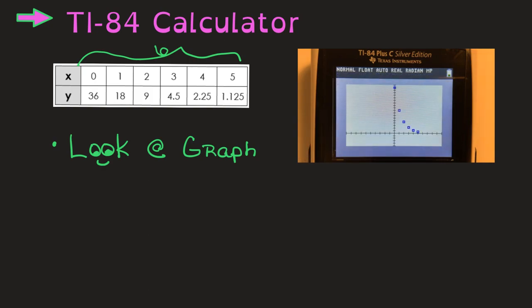Now it's quite obvious that you can see all the data points, and it looks like the parent function of an exponential decay. Reading it from left to right, you can see that the data points are going down and to the right.